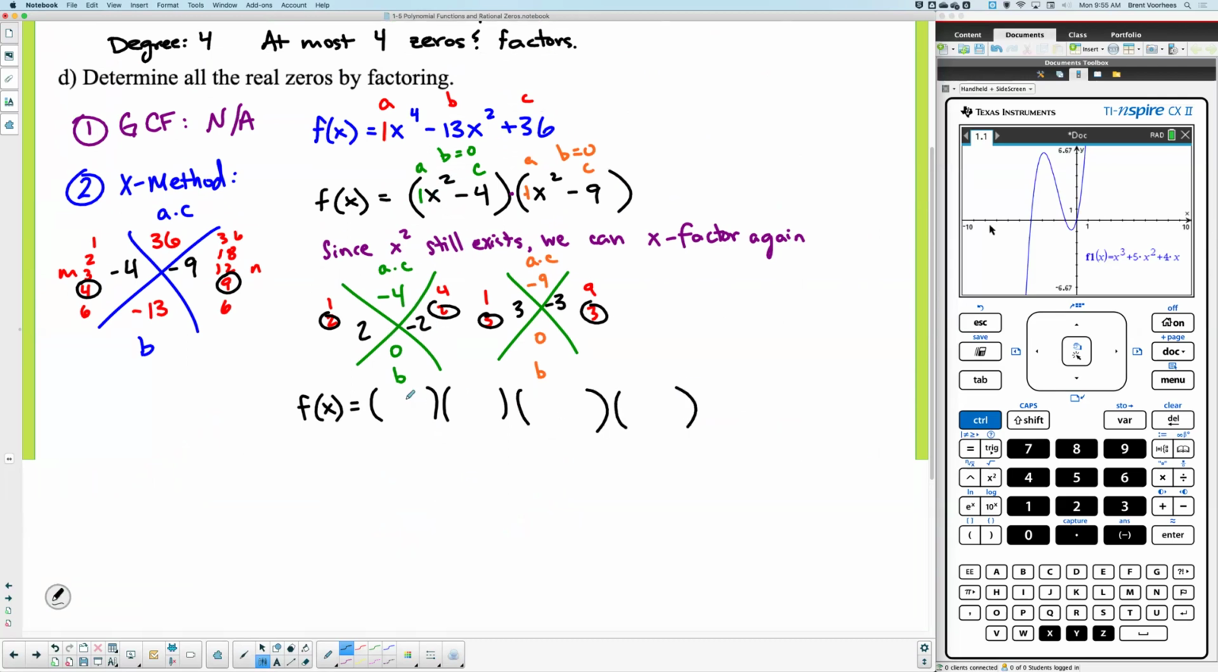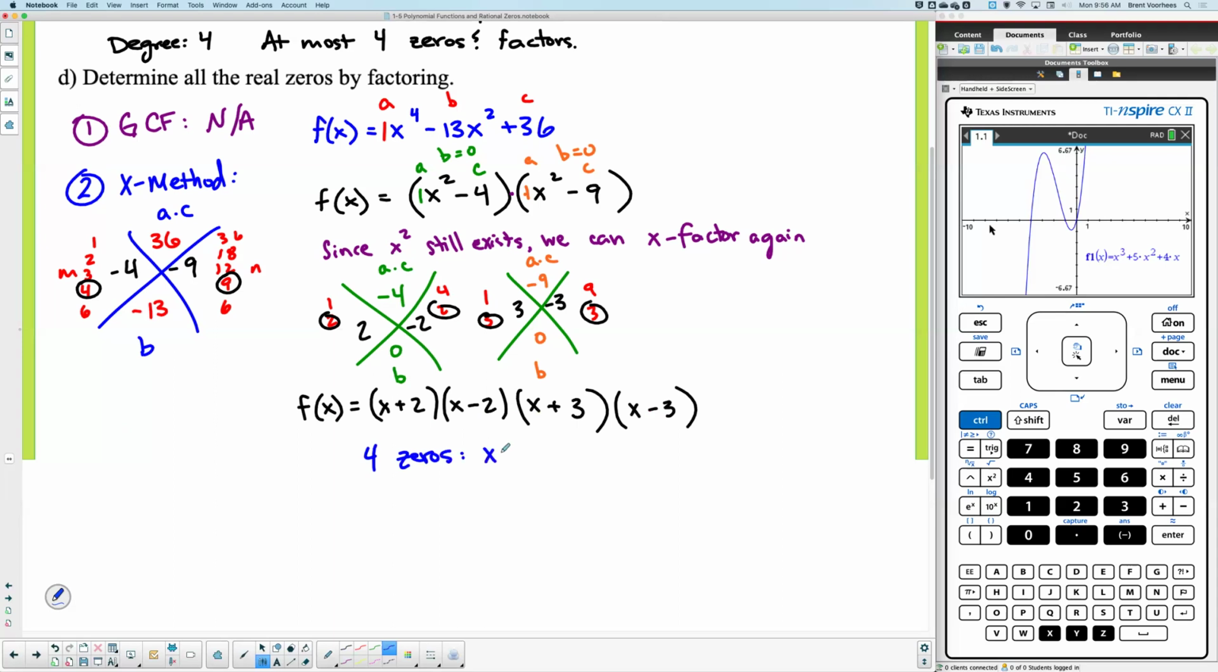When I split this x squared, each one gives me an x and an x. And then I plug in these numbers, a +2 and a -2. And then I split this x squared, and again I get x to the first power with a +3 and a -3. So how many factors do you now count? 4. So how many zeros do I have if I have 4 factors? 4 zeros.